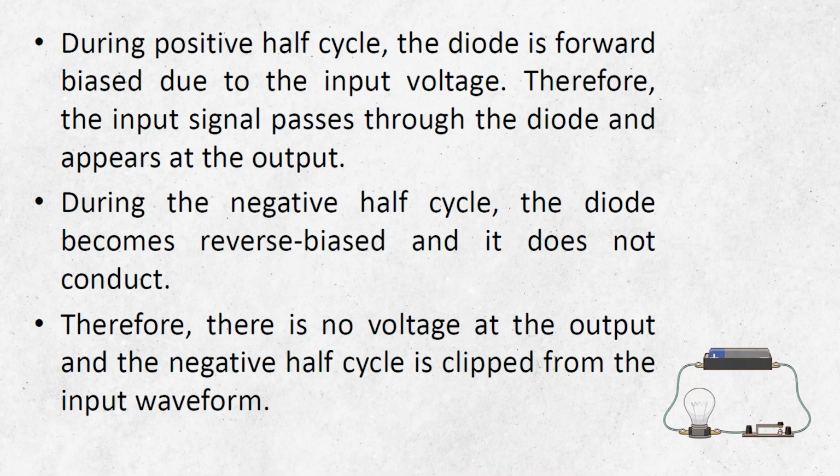The working of the series negative clipper can be explained as follows. During the positive half cycle, the diode is forward biased due to the input voltage. Therefore, the input signal passes through the diode and appears at the output. But during the negative half cycle, the diode becomes reverse biased and does not conduct. Therefore, there is no voltage at the output and the negative half cycle is clipped from the input waveform.